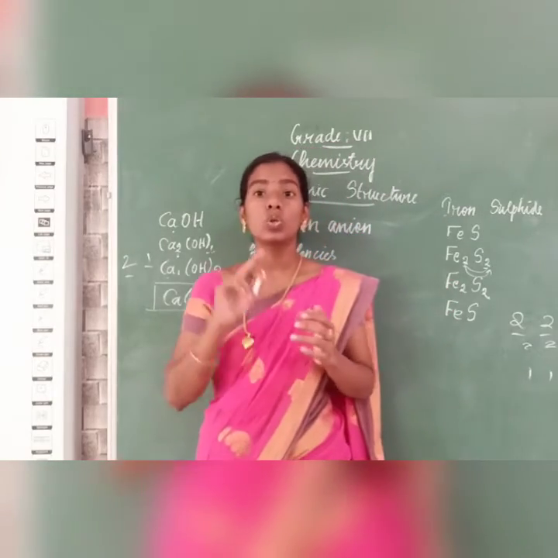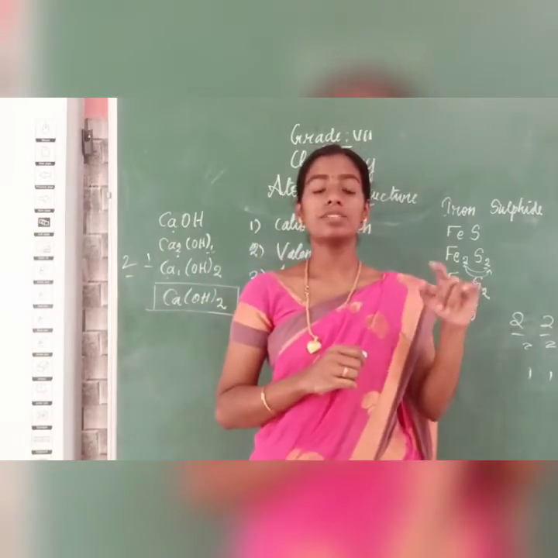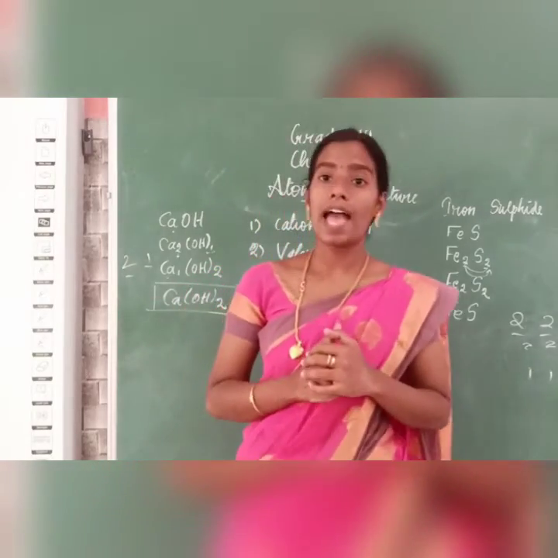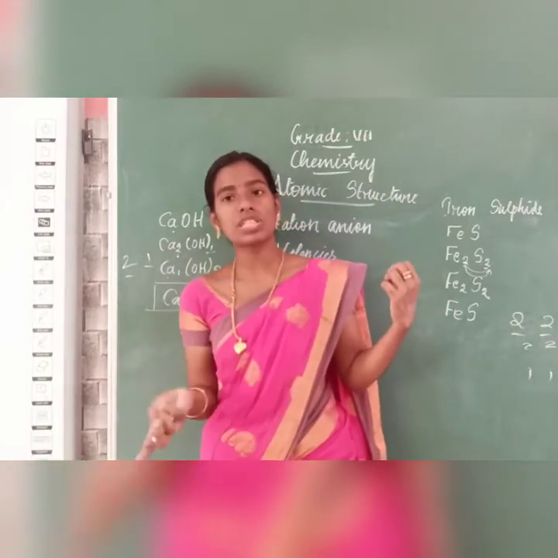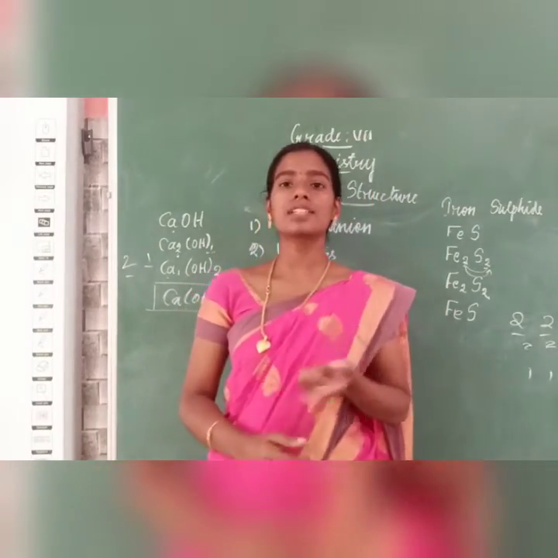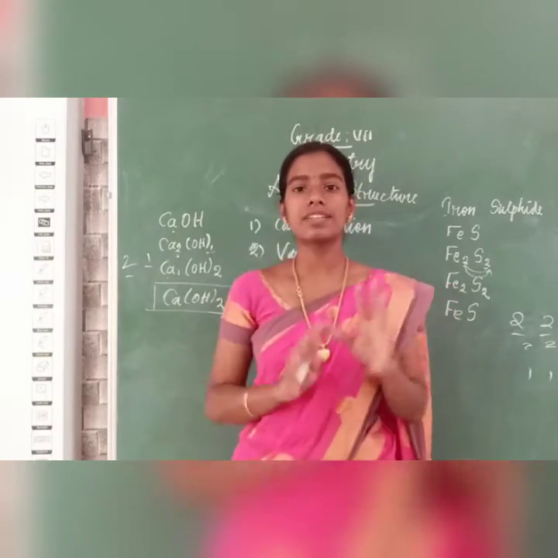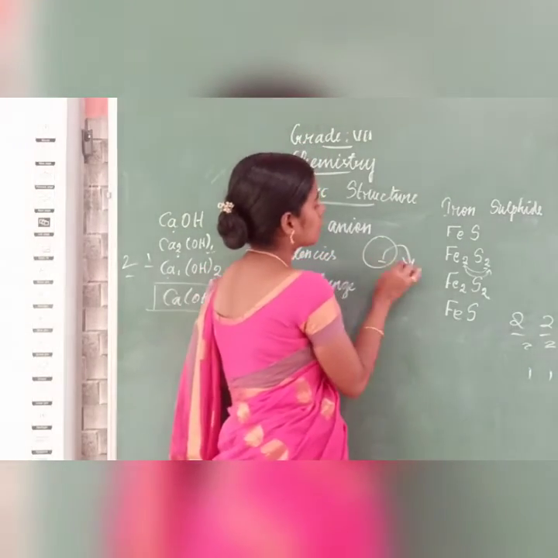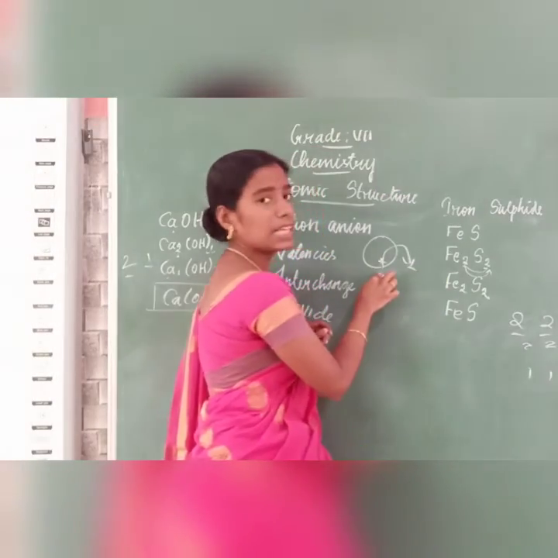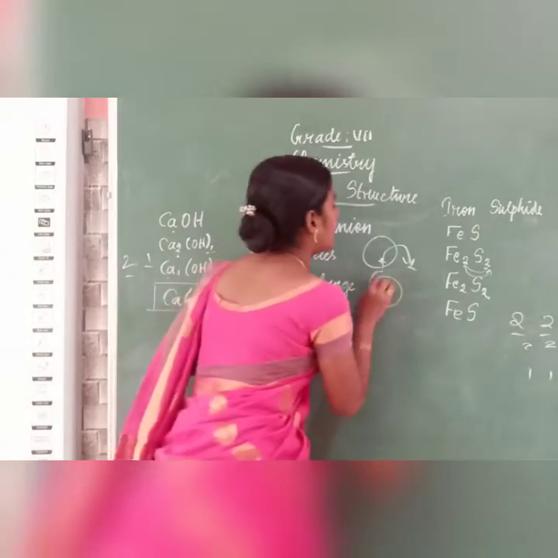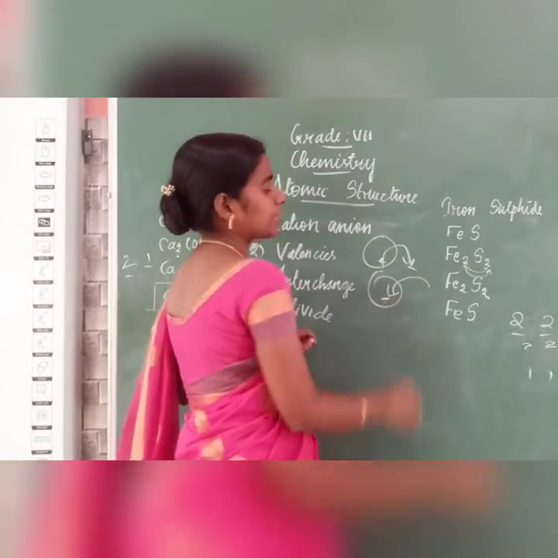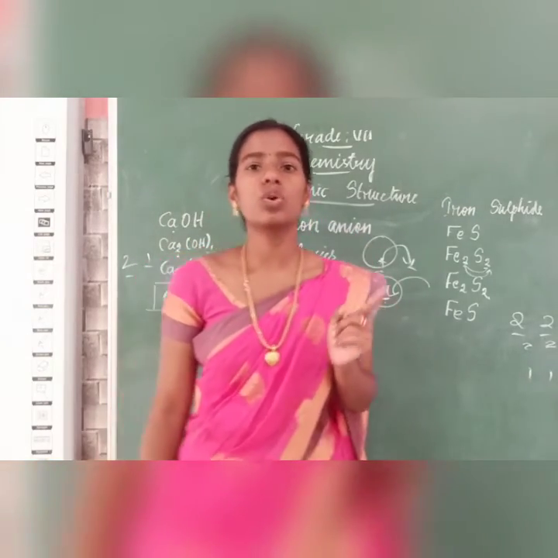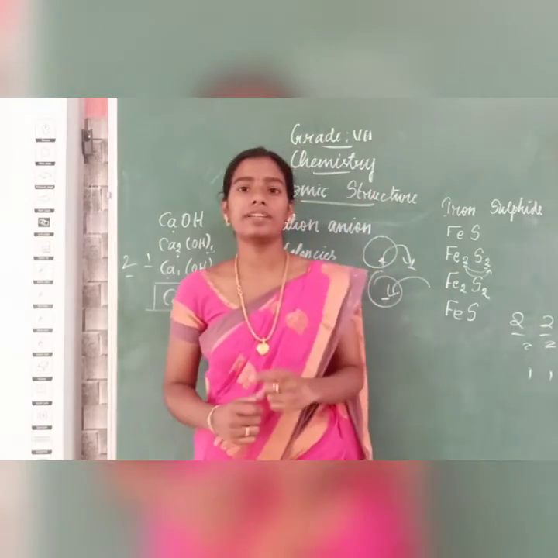When an atom accepts an electron, it is becoming negative charge. It is called anion. When an atom loses an electron, it is becoming positive charge. It is called cation. Should not forget this. Cation is positive. When an atom loses an electron, it is becoming positive and it is called cation. When an atom accepts an electron, it is becoming negative and it is called anion. Only when you go through your book and read your book repeatedly, you can understand this.